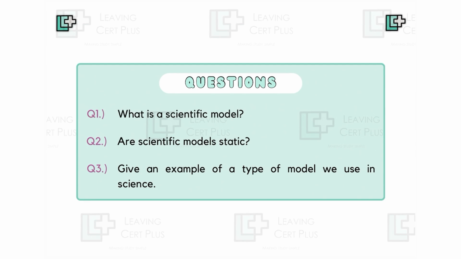So a few questions to finish off here. What is a scientific model? Are scientific models static? And give an example of a type of model we use in science. Pause the video, jot down your answers, come back and I'll give you the right answers.